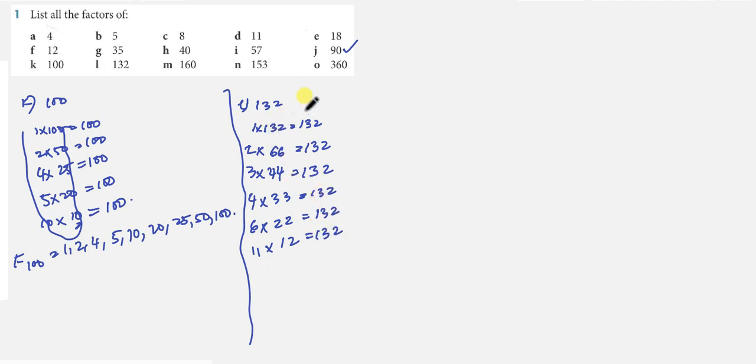There is another pattern you can notice. You see 12, 22, 33, 44, 66. So this is a sequence. This way you can also figure out that you don't have to try 12, 13, 14, 15, 16, 17. You don't need to try them all, because that's where it ends. The next number is 12 times 11. So the factors of 132 are 1, 2, 3, 4, 6, 11, 12, 22, 33, 44, 66, and 132.